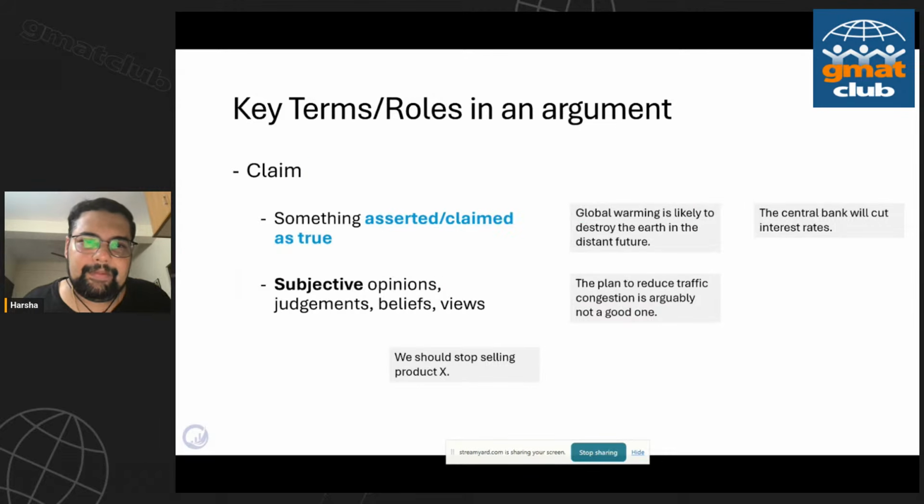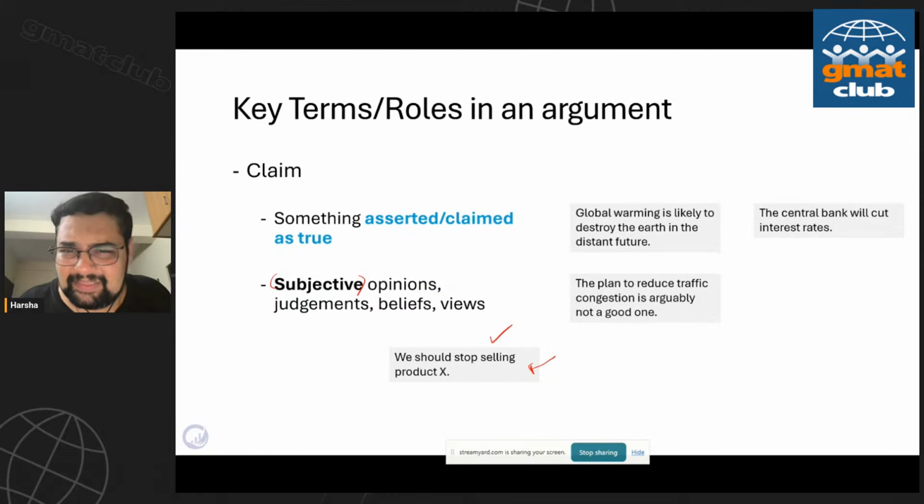A claim is something that the author asserts to be true, or the author is making this claim that it's true. You can always ask the question, is it really true? There is always a question mark. So objective truths won't fit in here, but subjective opinions. For example, we should stop selling product X. If you see this in an argument, that's not a fact. That's the author's very subjective opinion. That is his judgment, belief, whatever it is. Those things fall into this bucket called claim, right?